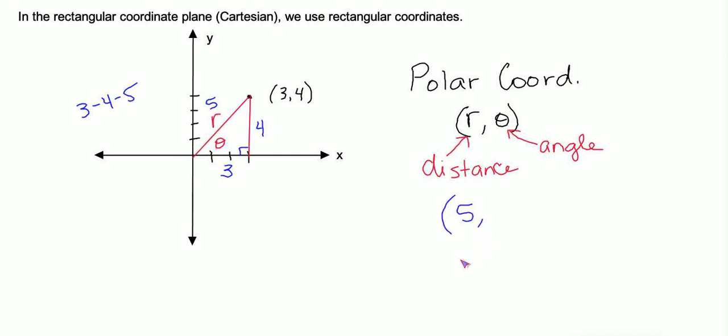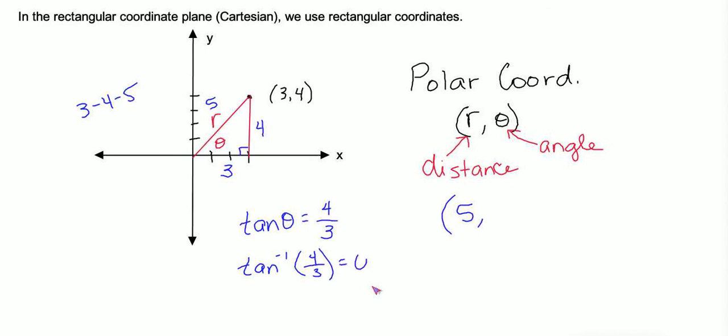Now, I need to figure out what theta is. How do I figure out what theta is? Well, I do know what's opposite from theta and what's adjacent to theta. That's what was given originally. So let's use that. We know that the tangent of an angle measure is opposite, 4, over adjacent, 3. So to find that value, we just need to find the inverse tangent. So we can find the angle using the inverse tangent of 4/3.